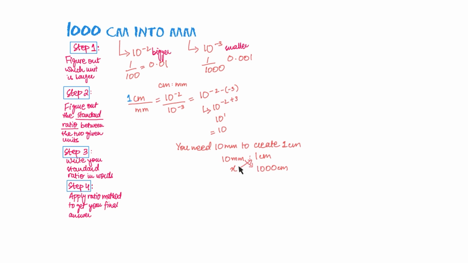When you cross multiply these, you actually end up with x that is equal to 10 being multiplied by 1,000. And that leaves you with x is equal to 10,000. So 1,000 centimeters into millimeters is equal to 10,000 millimeters. That is what you were calculating. You were converting 1,000 centimeters into millimeters, and this is your answer. 1,000 centimeters is equal to 10,000 millimeters. And that is how you convert one SI unit of length into a second SI unit of length.